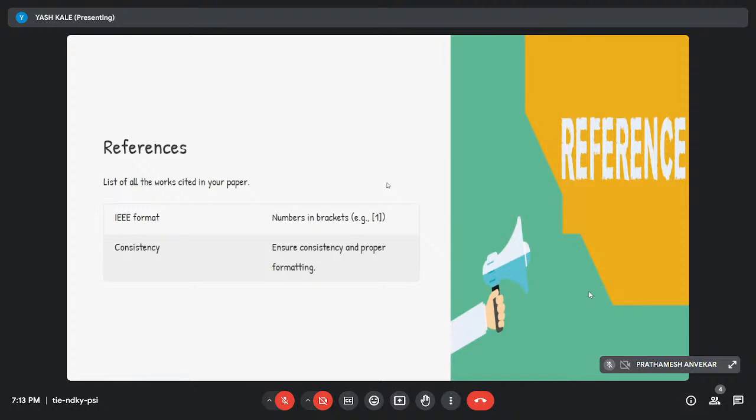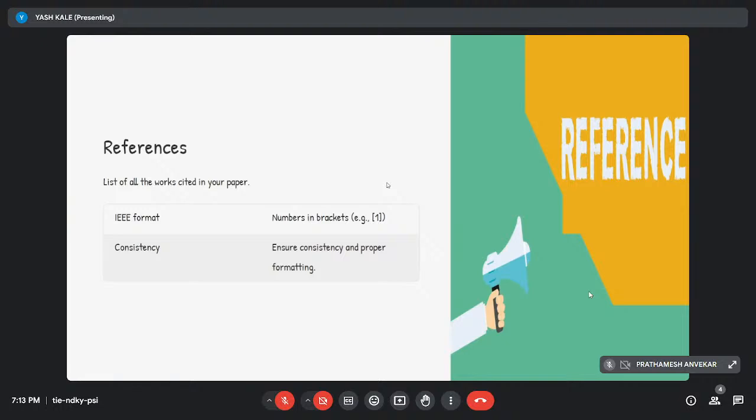So the next section is of references. References are a crucial part of your research paper. They allow readers to verify your sources and give credit to the prior work. Most formats like IEEE and Springer have specific guidelines for how to list references.